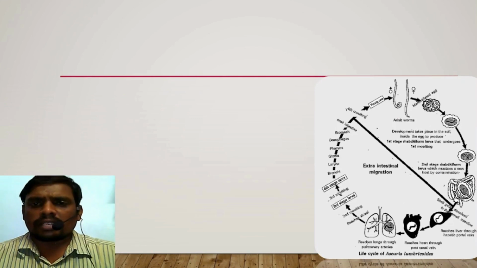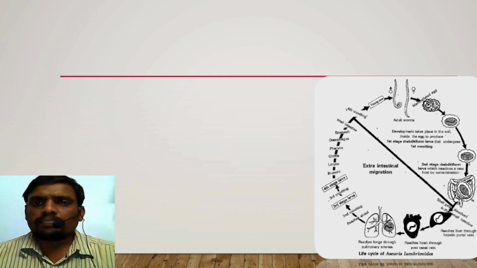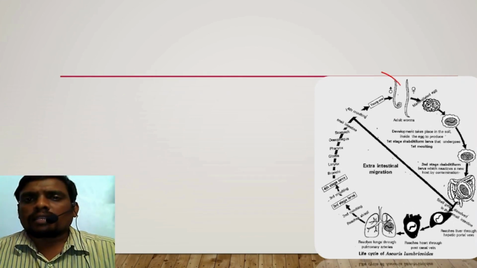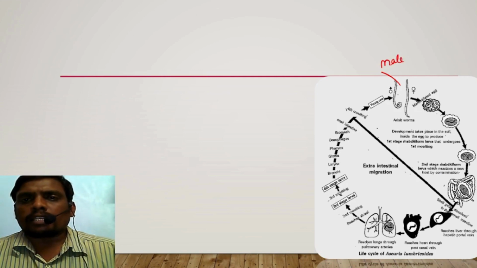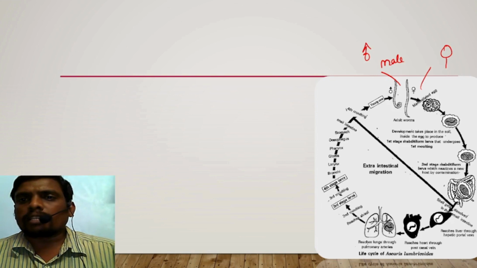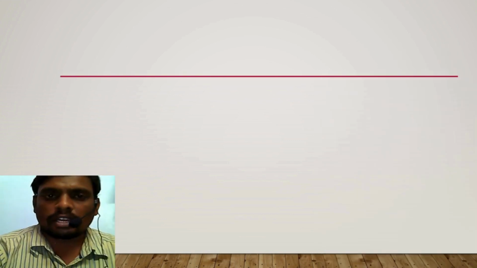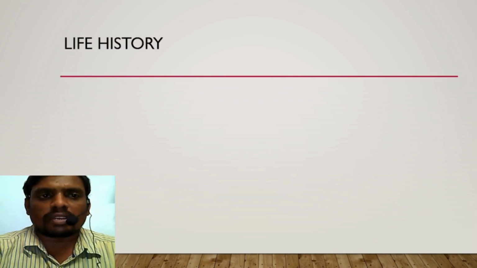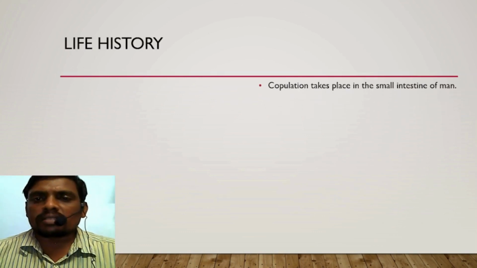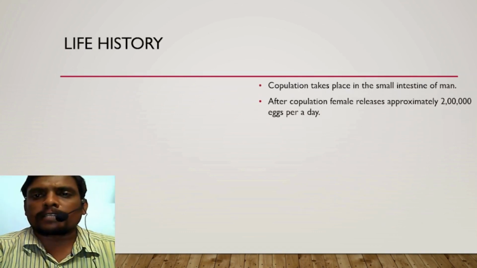Now see the life cycle diagram of Ascaris. This is a male Ascaris indicated by an arrow mark. This is the female Ascaris indicated by a plus. You can see the eggs of Ascaris. After copulation and fertilization, the female releases approximately 2 lakh eggs per day.